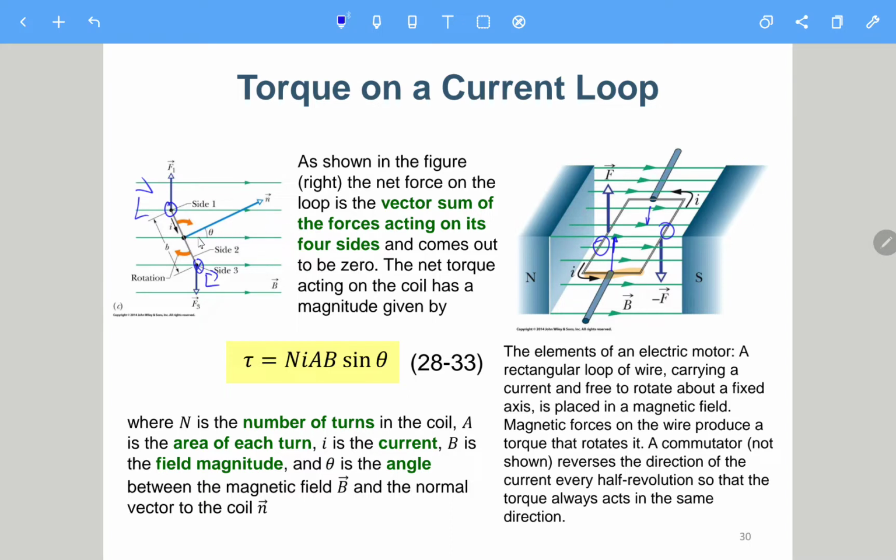Okay. So there are only two forces acting on this loop to make it rotate. This one pointing upward, this one pointing downward. So it will make this loop rotate clockwise.